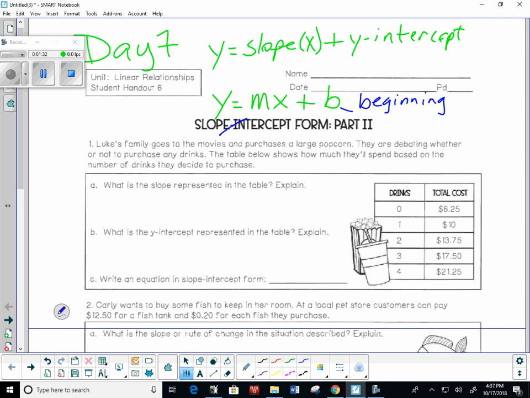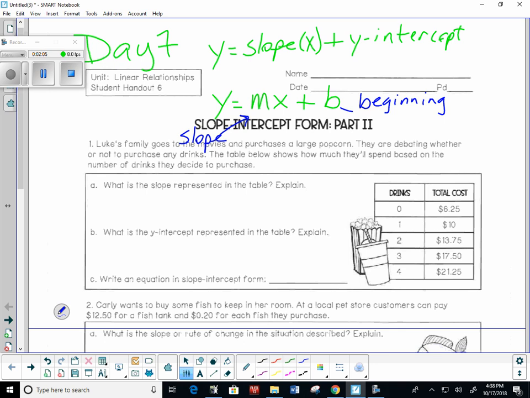Okay, and we have our slope. And our slope is going to be our movement, okay? Slope is the steepness of a line, something that repeats over and over again. Okay, so Luke's family goes to the movies and purchases a large popcorn. They are debating whether or not to purchase any drinks. The table below shows how much they'll spend on the number of drinks they decide to purchase.